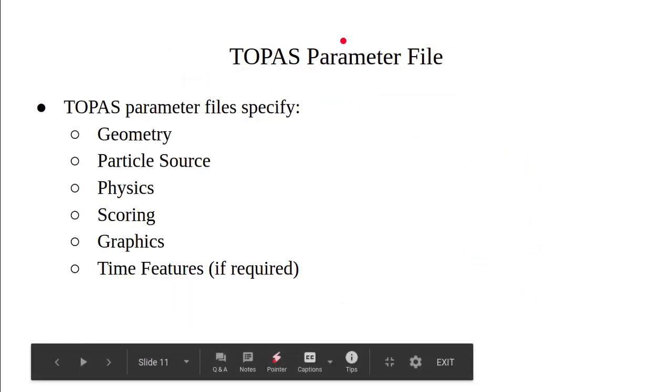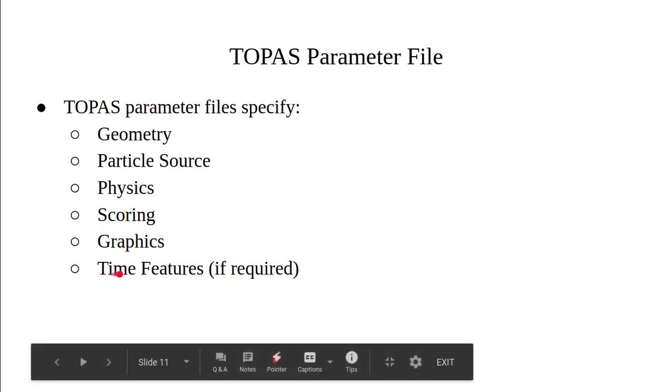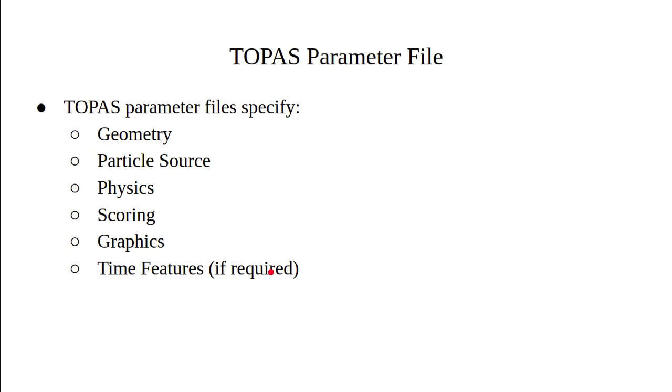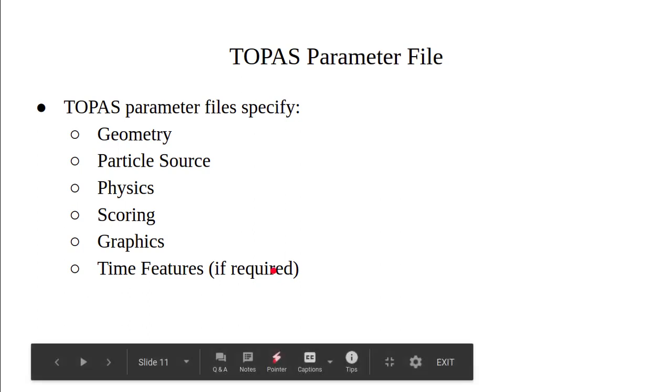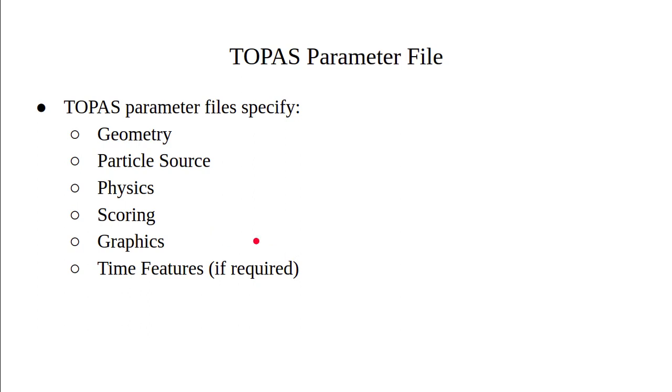As I mentioned, the TOPAS parameter file includes geometry, particle source, physics parameters, or the model we are going to use, how we want to do the scoring, and whether we want to use the graphical user interface or not, and then what kind of time feature we want to use, or whether we want to use a time feature or not. That is all your choice, and depending on that you can use it for your application.